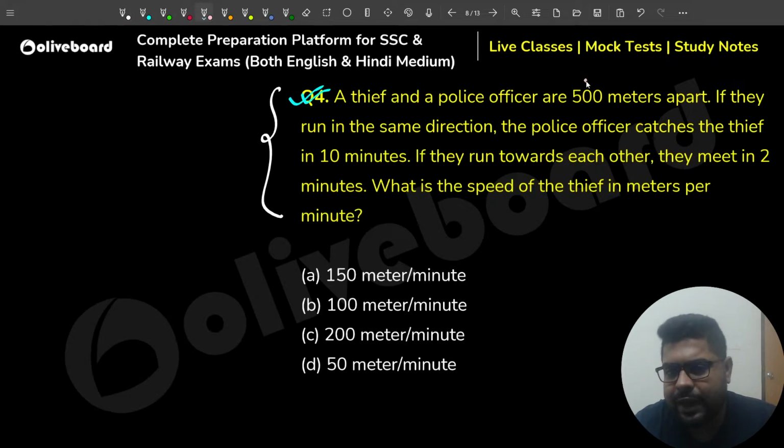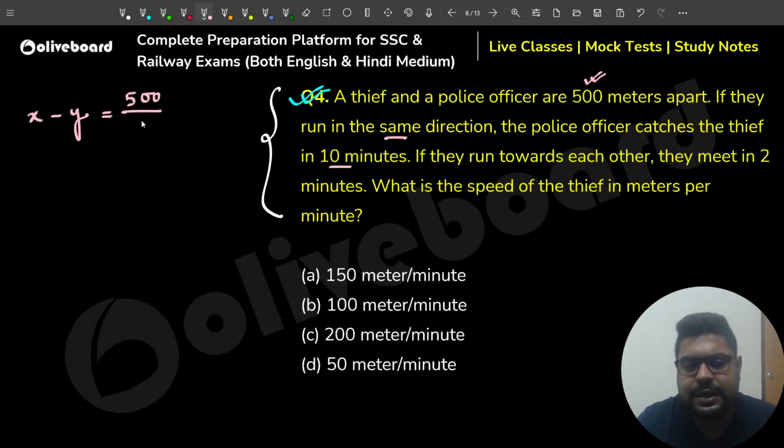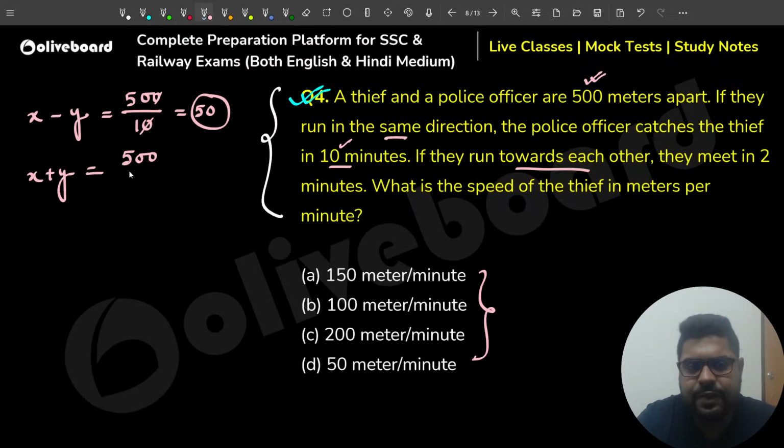Rather, what we'll do, sir, 500 meters is the distance, run in the same direction, catches in 10 minutes. So meaning, sir, the relative speed, same direction meaning x minus y, where x is the police and y is the thief. Speed is distance over time, sir. Time is 10 minutes, as the options are also in minutes. So meters per minute is the unit, so this is 50. Also, sir, if they run in the opposite direction, meaning towards each other, the relative speed will be x plus y. Again, sir, you do that. 500 by 2, sir.